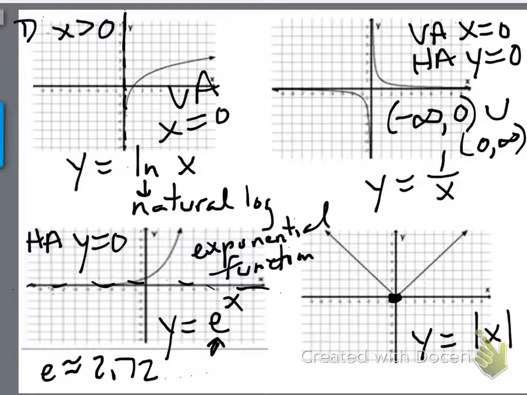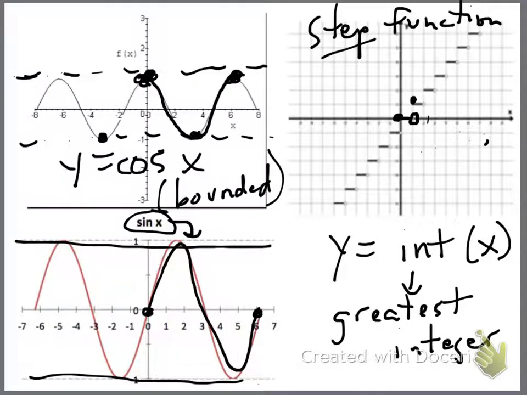Okay? We're good with the exponential function. X can be whatever it wants to be. Same thing for the absolute value. So all real numbers for both on the bottom. Random blank slide. All real numbers are good for cosine. All real numbers are good for sine. All real numbers are good for the step function.